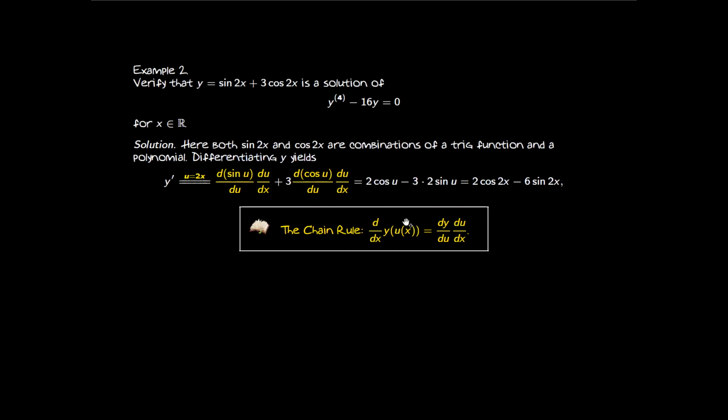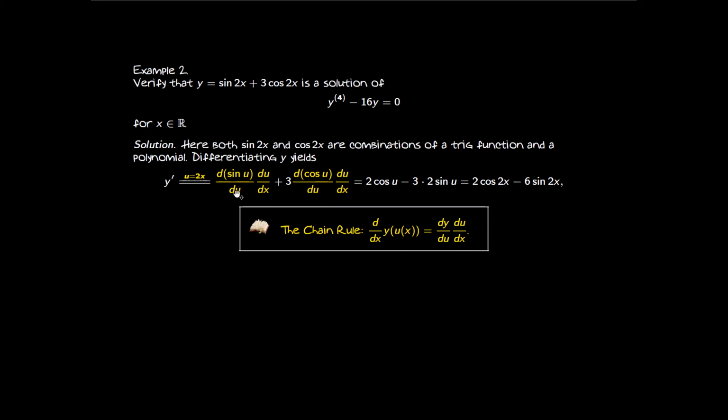Recall that the chain rule is for composition of two functions. You're going to do the dy du and then du dx. So in this case, if we set u as 2x, then we know here we're going to get sine u and here we got cosine u. So we can use the chain rule in this way.